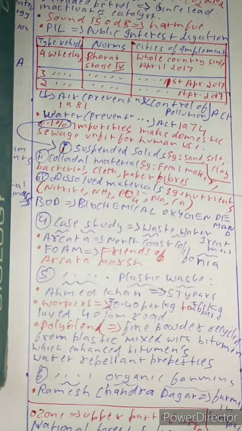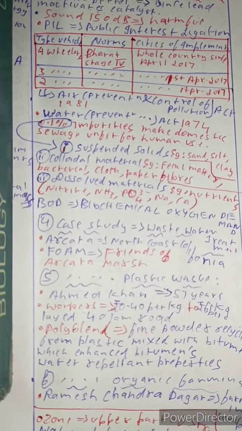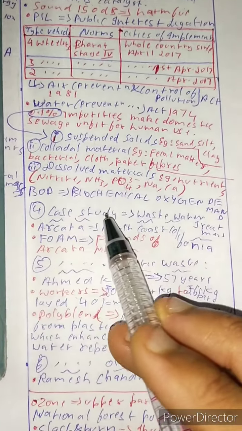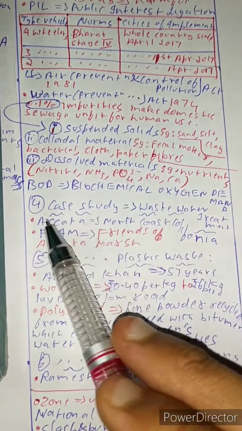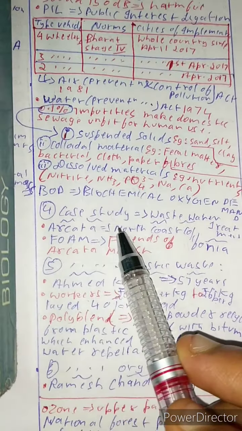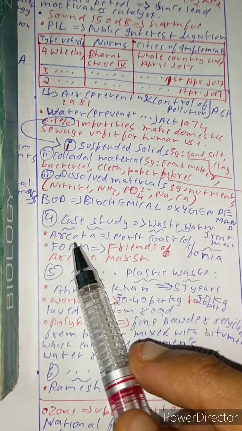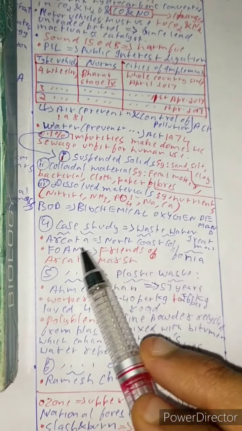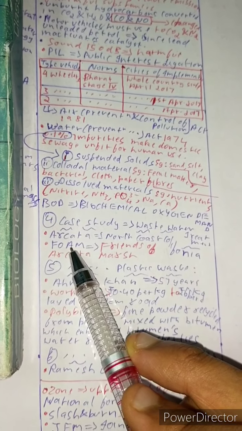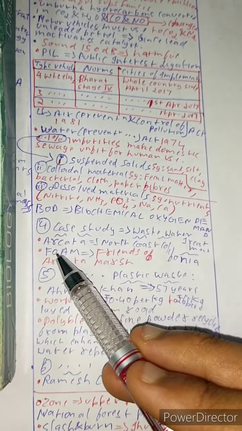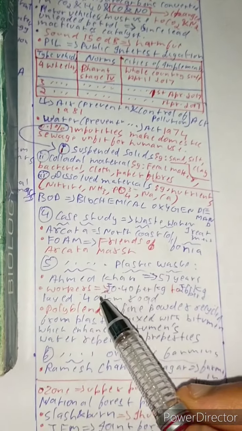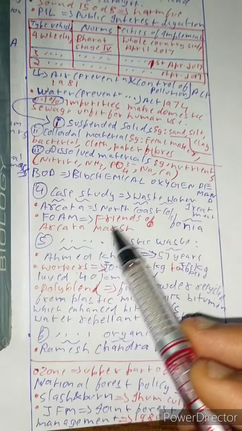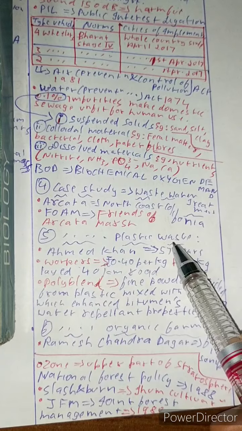Now let us study the case studies of this part. Case study of wastewater treatment. See, first of all, wastewater treatment was an initiative taken in the place called Arcata, which is situated on the north coast of California. Here a group was formed which is known as FOAM, Friends of the Arcata Marsh. Okay, case study for plastic waste.